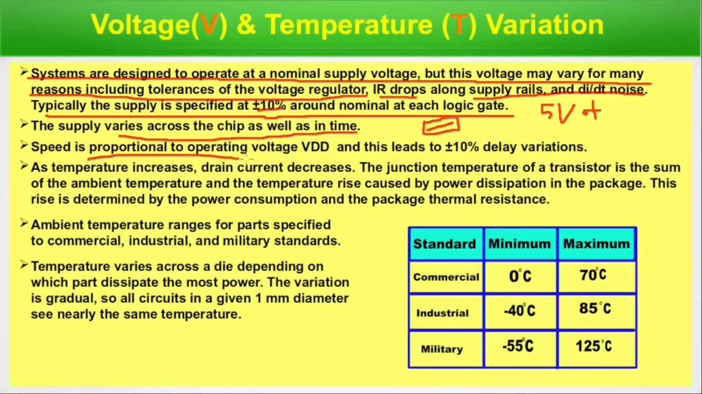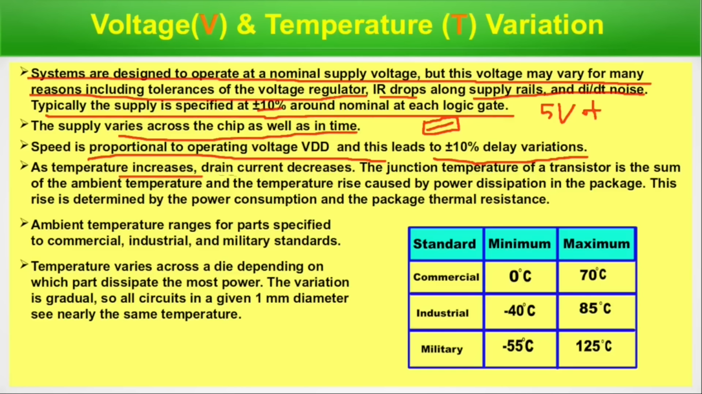Speed is proportional to operating voltage VDD, and this leads to plus or minus 10% delay variation. This supply voltage coming in as VDD has 10% variation, so speed also has 10% variation. The opposite of speed is delay: if speed is high, delay is less, and if speed is less, delay is high. So delay is also varied by plus or minus 10%.